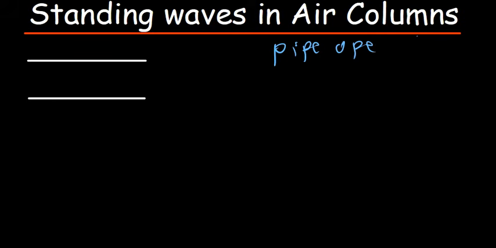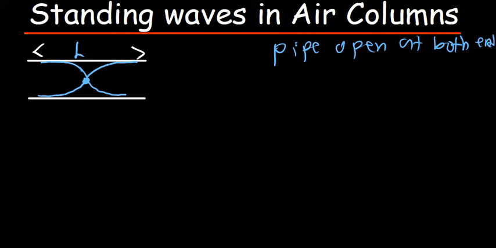Pipe open at both ends. And then a wave is going to be generated like that. Okay, so again the length will not change. The length of the pipe will be the same. It's the same as standing wave. The length doesn't change. So now we know that this is the antinode and this is the node.